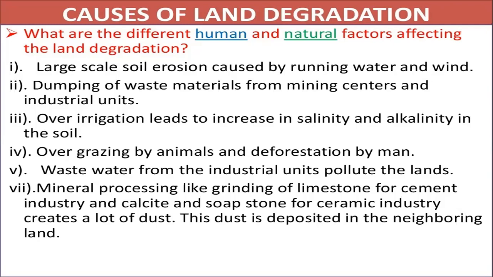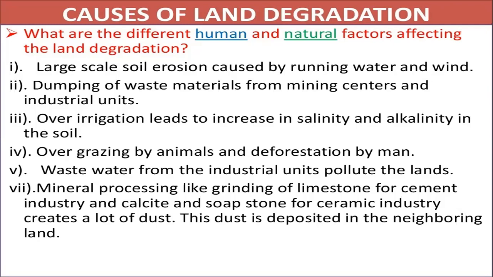Mineral processing, like grinding of limestone for the cement industry and calcite and soapstone for the ceramic industry, generates huge quantities of dust in the atmosphere. It retards the process of infiltration of water into the soil after it settles down on the land. In recent years, industrial effluents as waste have become a major source of land and water pollution in many parts of the country.